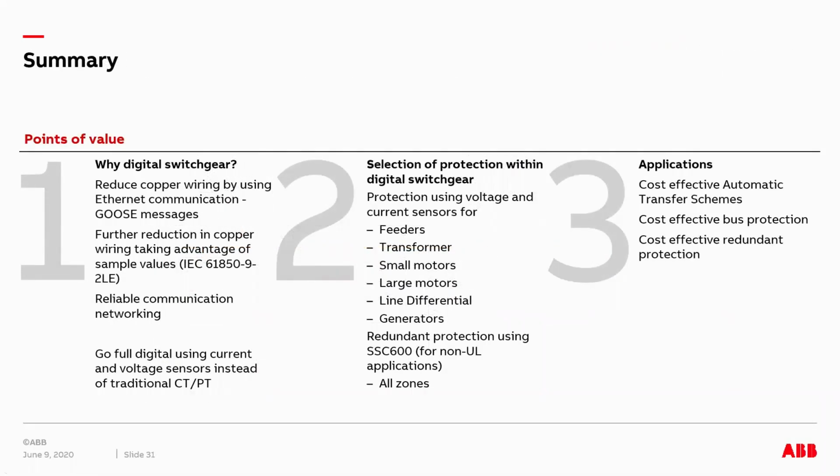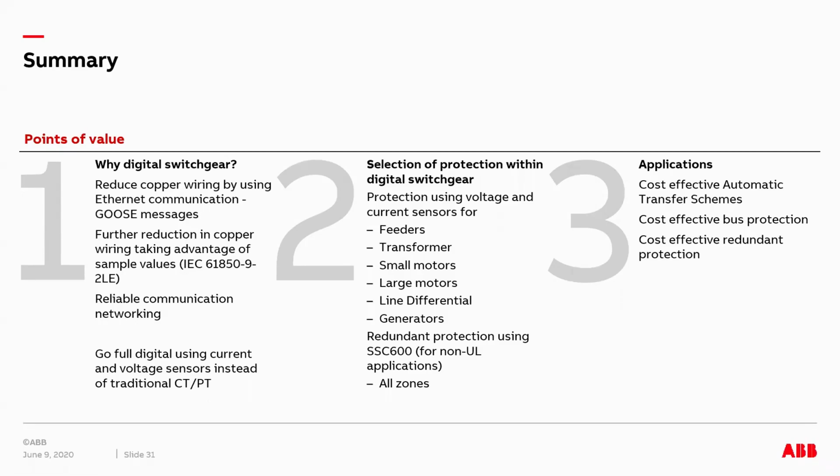Okay, so in summary, why digital switchgear? Number one, it reduces copper wiring by using Ethernet communication and GOOSE messages. Further, it reduces copper wiring by taking advantage of sampled value sharing based on the IEC 61850-9-2 LE standard. We can design reliable communication networking to make sure that no information is lost at any point in time, and we can go fully digital using current and voltage sensors instead of traditional CT and PT.